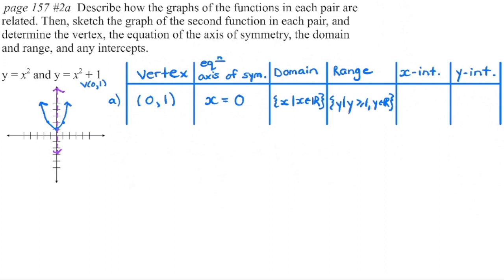y is an element of the real numbers. We can tell from our sketch that we will have no x-intercepts. The y-intercept always occurs when x is 0. We're crossing the y-axis at 1.